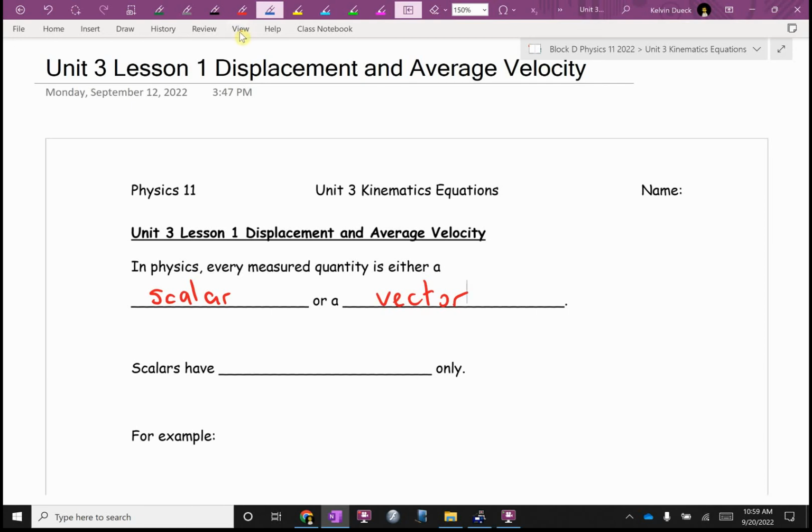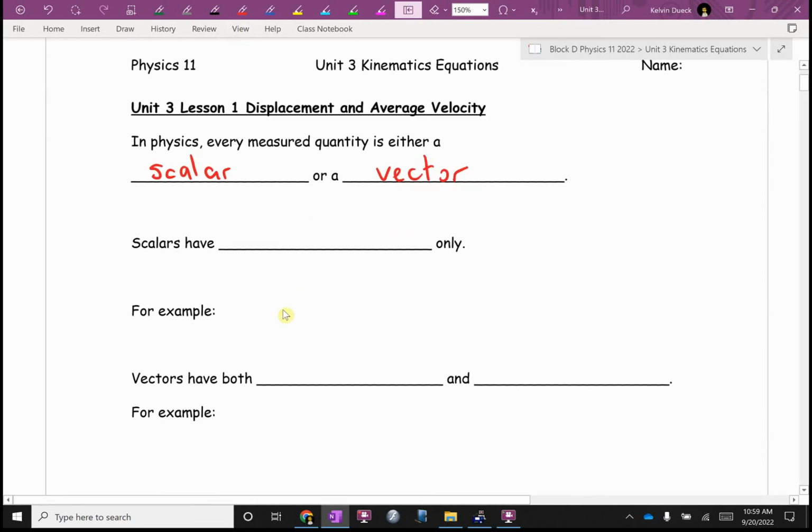What's the difference between a scalar and a vector? Scalars have magnitude only. Magnitude is a fancy word for size. Vectors have both magnitude and direction.